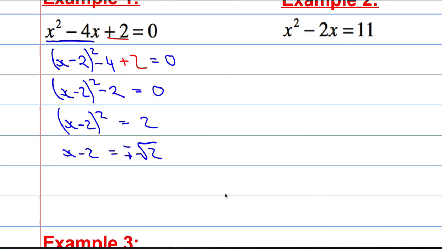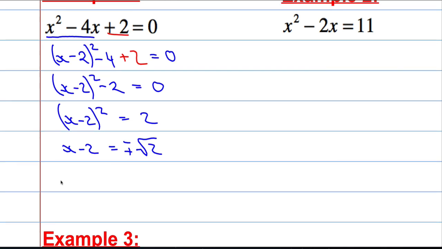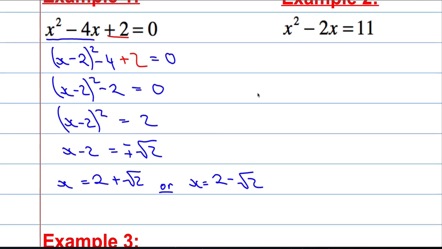And then finally, we need to split it. In general, quadratics tend to have 2 solutions. Most of the time anyway, not always. This one has 2 solutions. So we'll have x equals 2, I'm adding 2 to both sides, so 2 plus root 2, or x equals 2 minus root 2. That's the first one done.